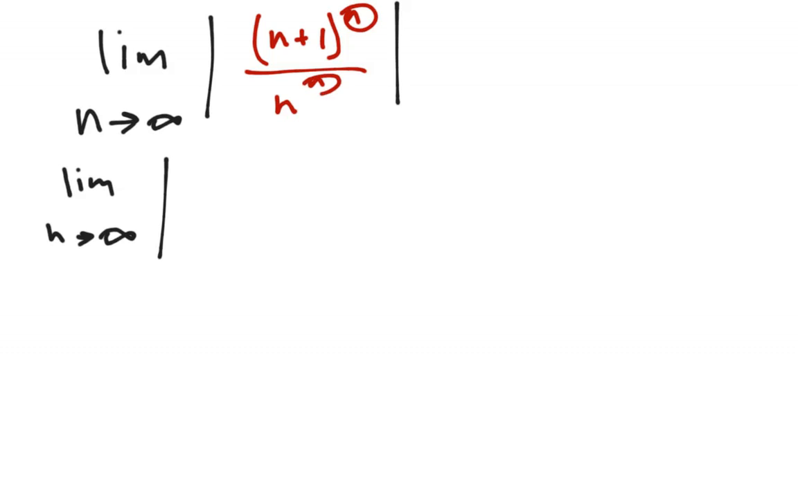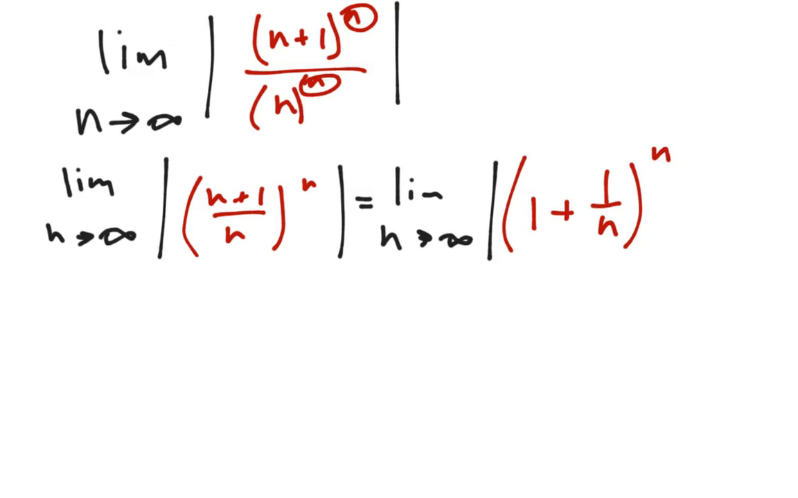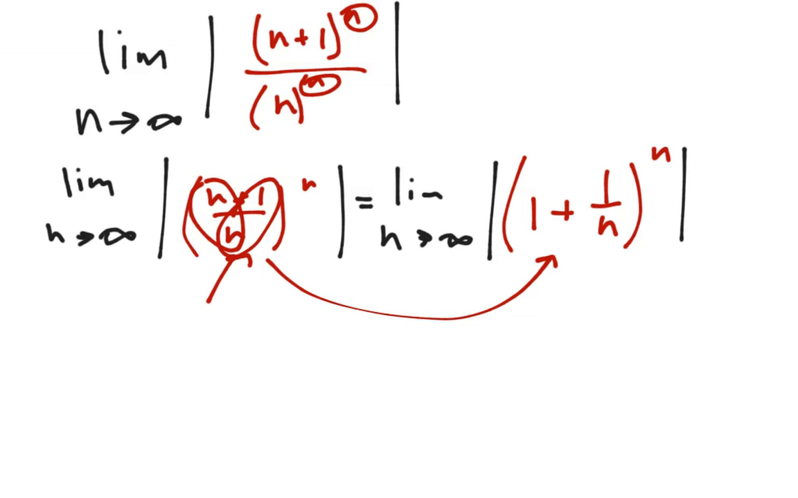We have n as an exponent, and so what I can do is write parentheses and write a fraction with n plus 1 over n, all to the n like that. And then this is going to be equal to the limit as n approaches infinity of the absolute value, simplifying on the inside, of 1 plus 1 over n, to the n. And basically that simplification happened here: n over n is 1, 1 over n is 1 over n, so I get that.